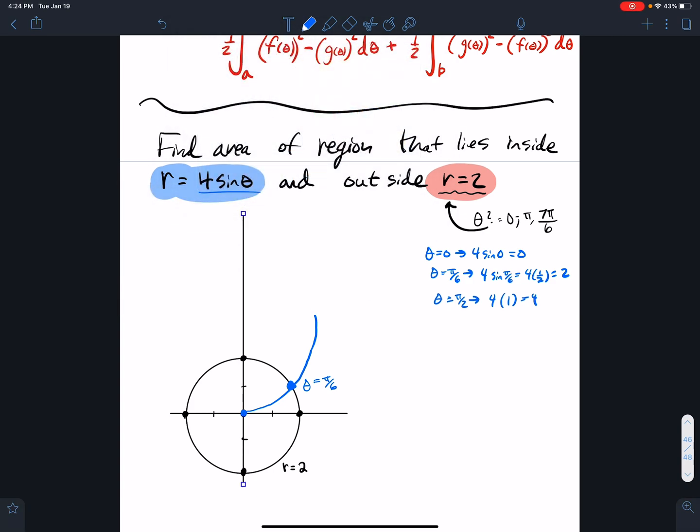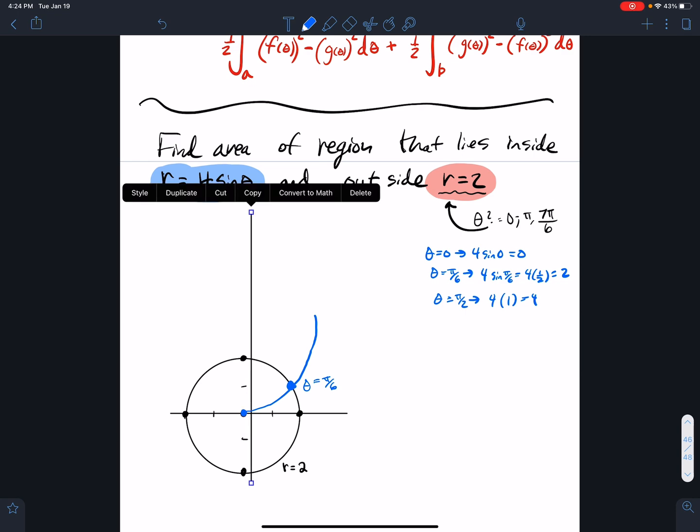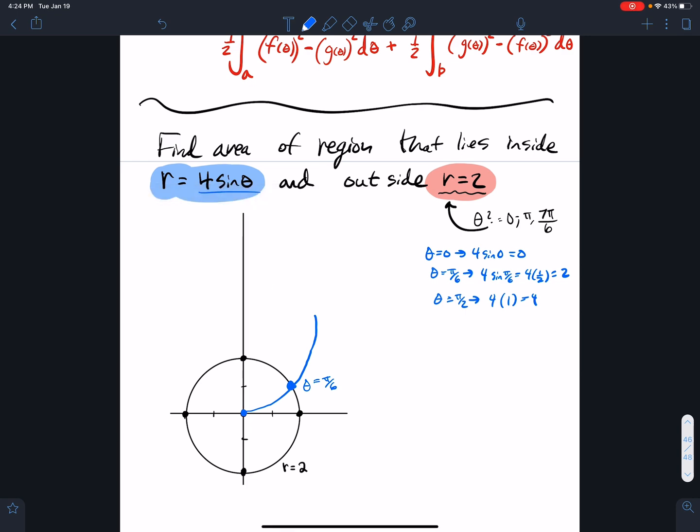All right, so 1, 2, 3, 4. Okay. So kind of like that. So I go up to 4 there, and then I'm going to work my way back down and come down through there. So that's r equals 4 sine of theta. Okay? r equals 4 sine of theta.